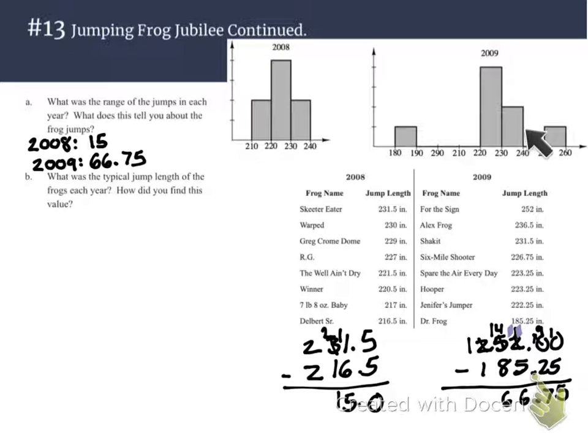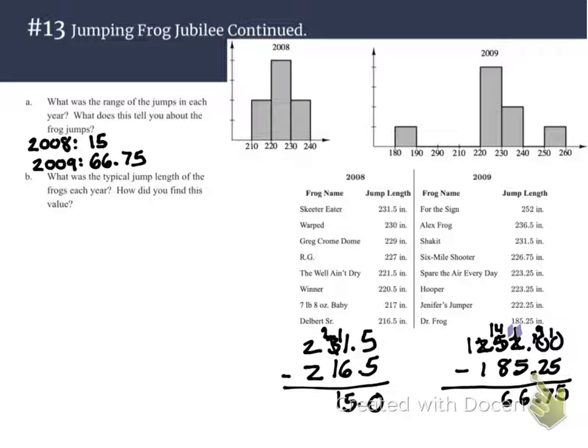It would also probably make me think, hey, there's probably some outliers. And if you're looking at the histogram, there's an outlier above somewhere between 250 and 260. We know it's that number right there. And there's also an outlier between 180 and 190. We know it's that number right there.